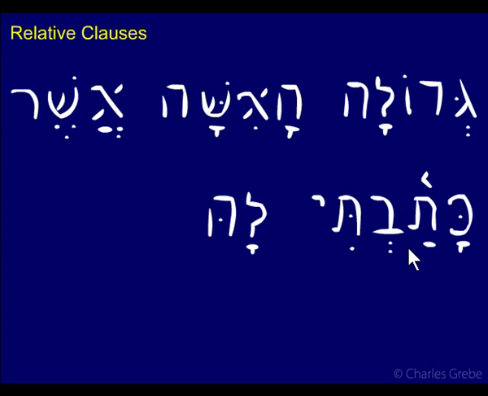Okay, let's look at a real example here. This is getting abstract. Gedola ha'isha asher katavti la. Here's our asher, so this is introducing our relative clause. Let's look at our main sentence first. Gedola ha'isha. This is woman, the woman. Now gedola is an adjective, and we see that it's feminine singular, just like the woman is. So that agrees in gender and number, but it does not agree in definite status.